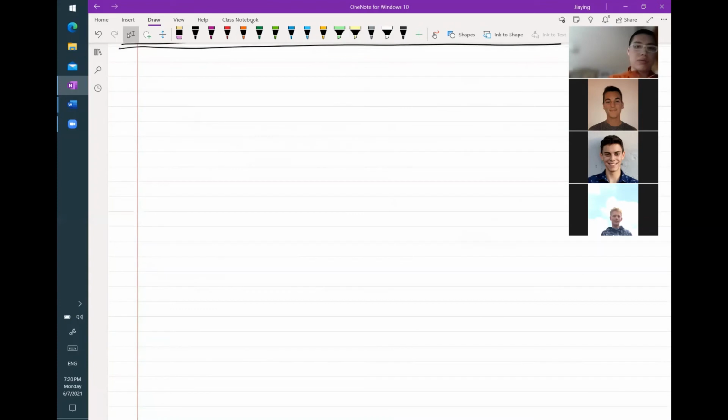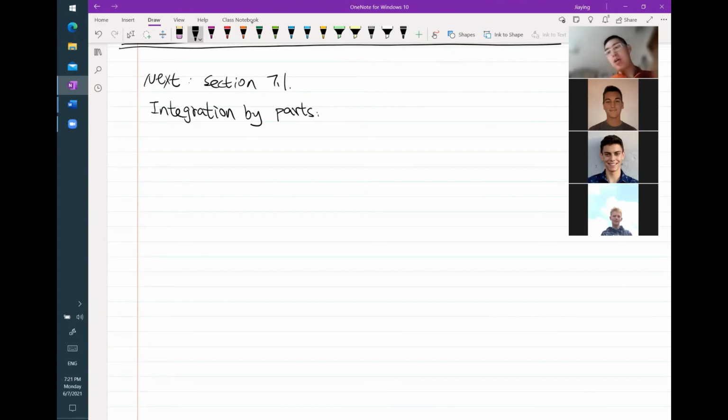All right, so the next part is from section 7.1. It's called integration by parts. It's kind of like the substitution method we learned. This is just another technique. Will this be on the quiz? This might be on the quiz, depends on how much we get through.